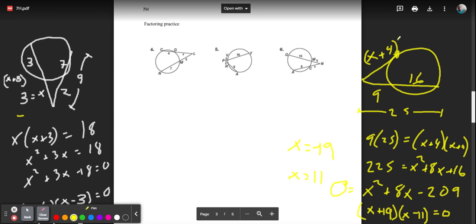Now, obviously, x cannot equal negative 19 right here because this thing can't have a negative length. It can only have a positive length. So 11 would be our answer on that.